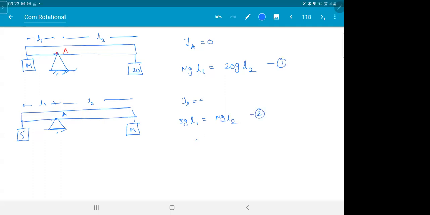Divide equation 1 by 2. You get mg L1 by 5g L1 equals 20g L2 by mg L2. L1, L2 will get cancelled, g will get cancelled. You get M by 5 is 20 by M. M square is 100. M is 10.